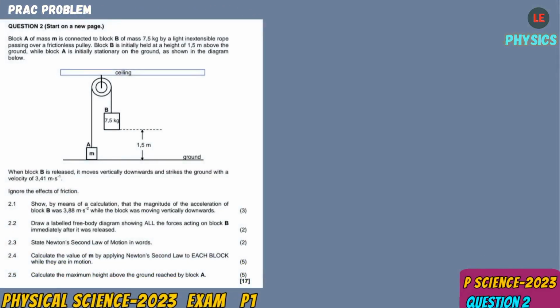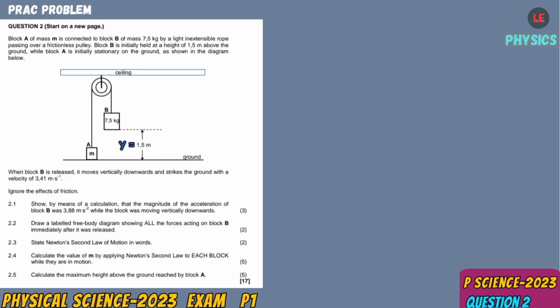Question 2. Physical Science Paper 1, Year 2023. This scenario is about these blocks, whereby this block is released from this height of 1.5 meters to hit the ground with a velocity of 3.41 meters per second. Take note that the system was initially stationary.